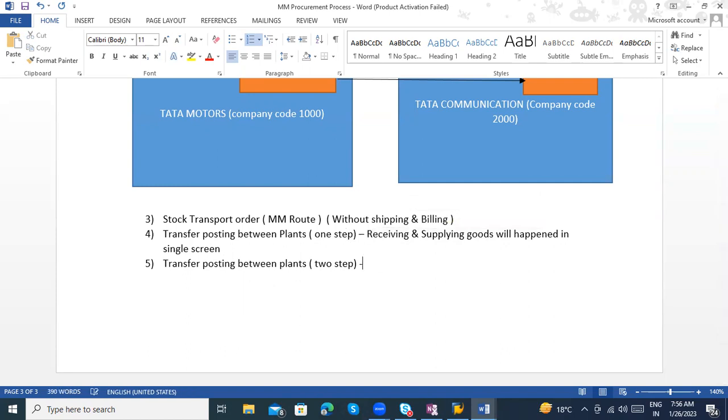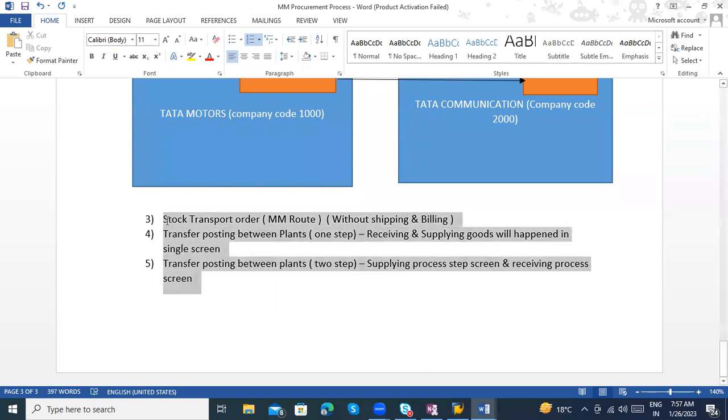And if it is here, what will happen? Receiving and supplying will happen in one plant. The supplying screen will be different, and the receiving screen will be different. So I can simply say the supplying process steps will be different, and the receiving process will be different. Okay, so you can ask me.